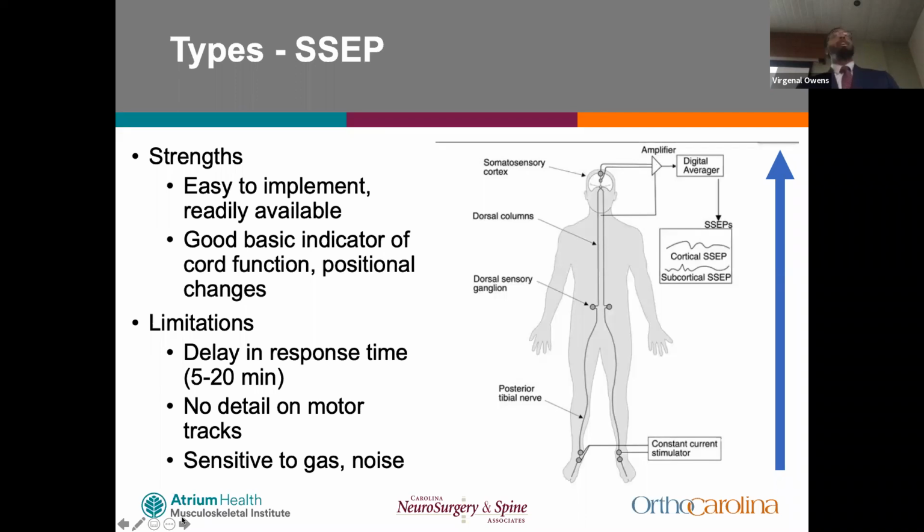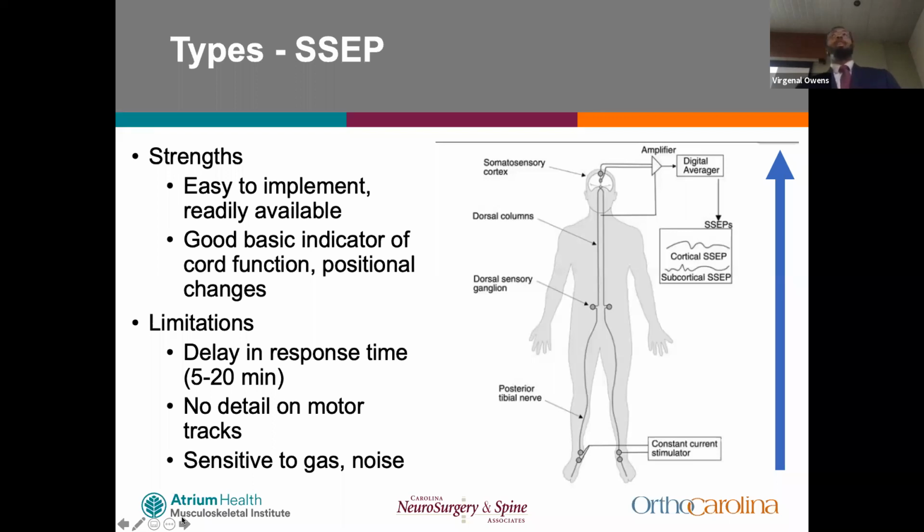So strengths with this is that it's very easy to implement and it's readily available. It's the neuromonitoring modality that has been used the most for the longest. It's a good basic indicator of cord function, and it also helps with positional changes. So if the patient moves, or if you distract in a certain way, or if the leg falls off the table, it's good for monitoring those changes.